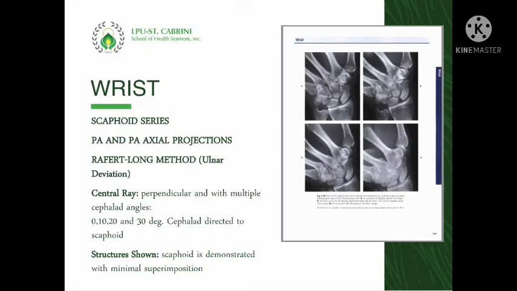In this case, the X-ray tube is directed towards the wrist of the patient. This method will demonstrate the scaphoid with minimal superimposition. As the tube angulation increases, the scaphoid is visualized without being overlapped by the adjacent carpals.